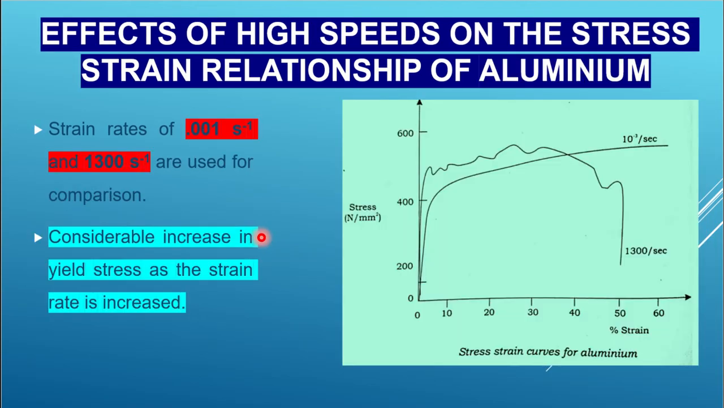And the next thing is aluminum. Aluminum also the same. Here they have done the experiment at 10 raised to -3 and 1300 instead of 500, because it is also a higher strain rate, right? Here considerable increase in the yield strength as the strain rate is increased. That is, this one is 1300 per second is the experiment which is done at higher strain rate. Here you can see yield strength is more, right? And for lower strain rate, 10 raised to -3, this curve, the yield strength is less.